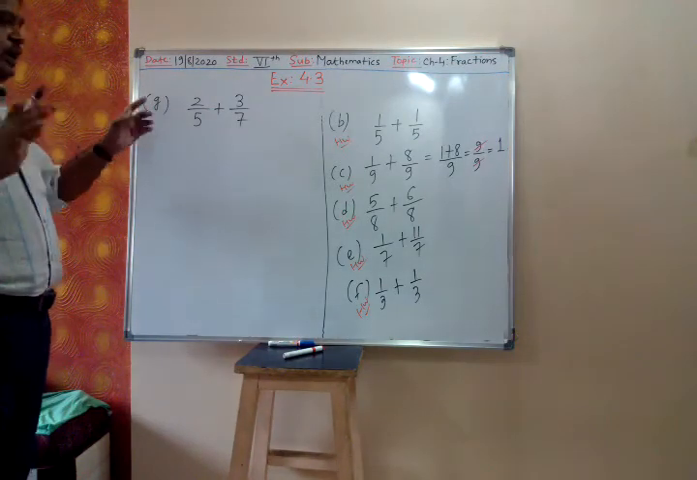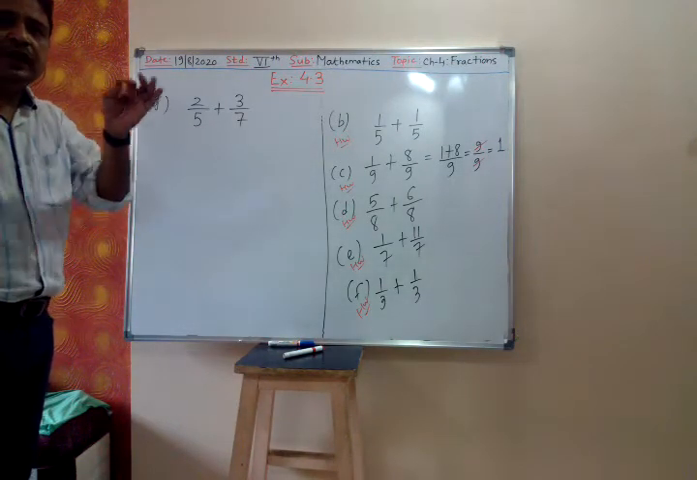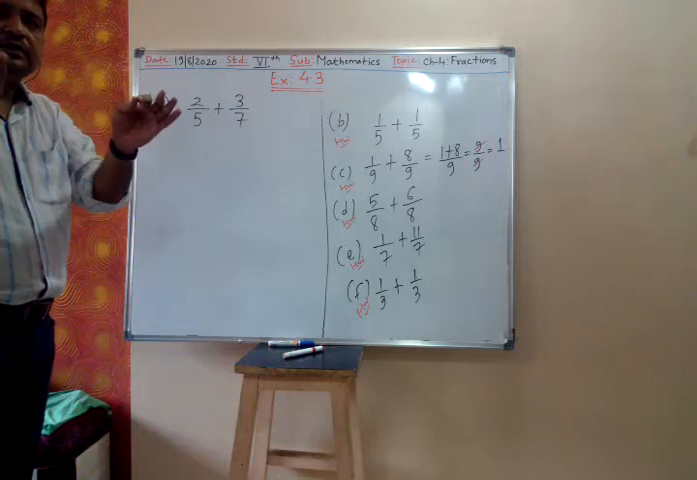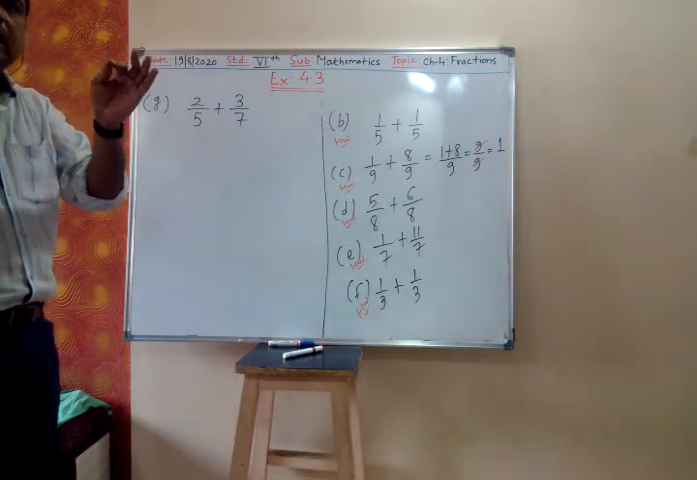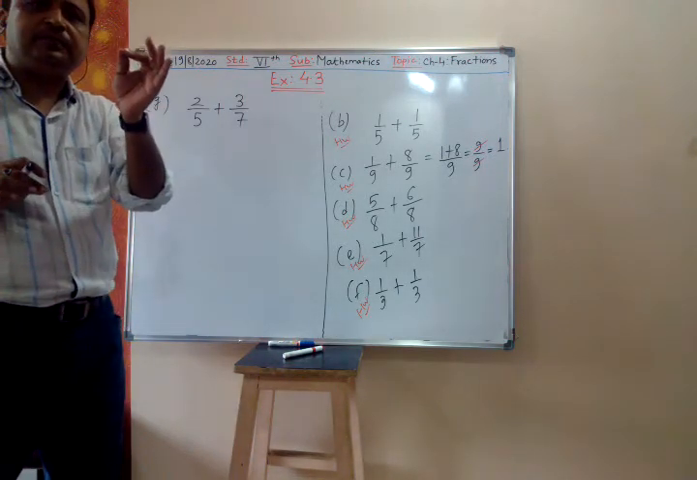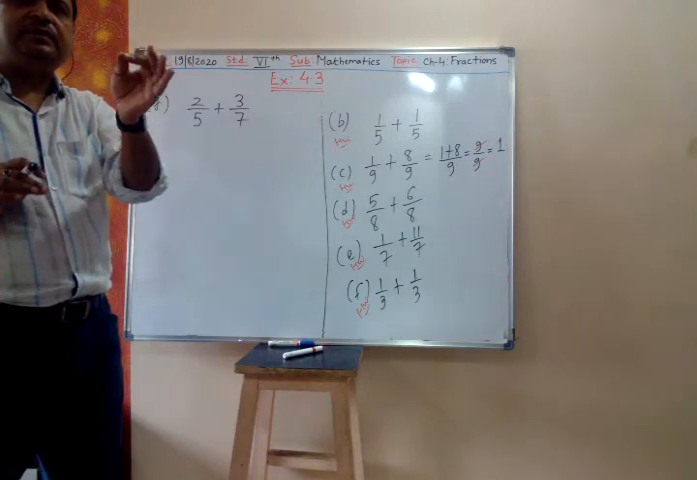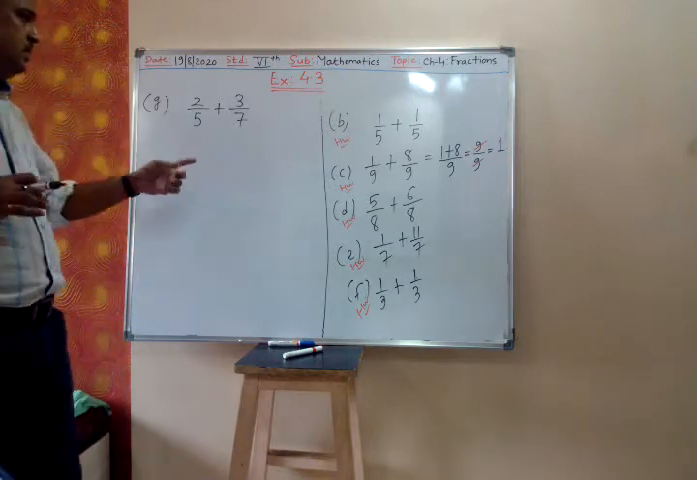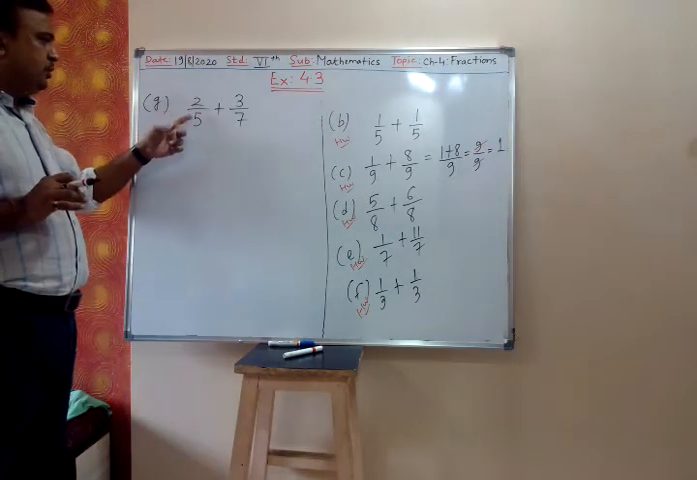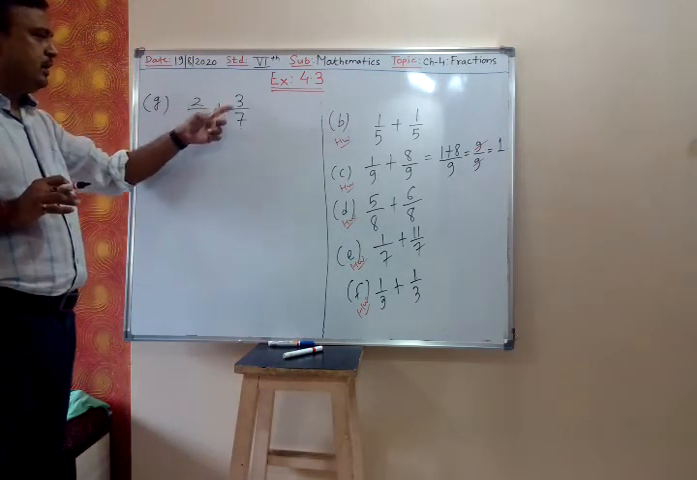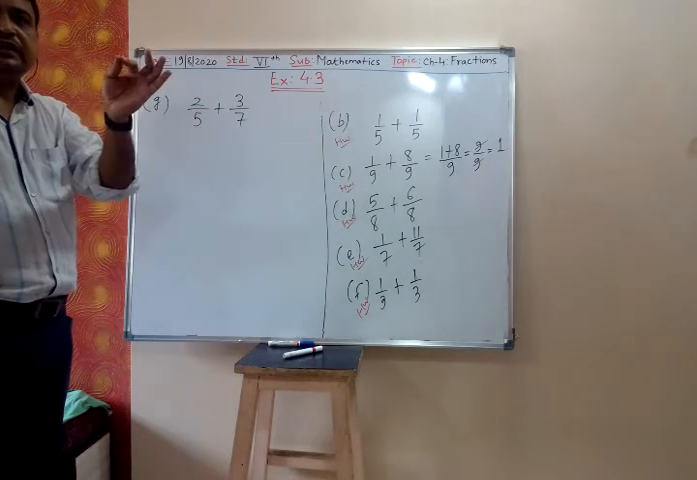Now we can add two like fractions. Like fraction means they have the same denominator. Who is creating the disturbance? Like fraction means they have the same denominator. Now the denominator of 2 upon 5 is 5. The denominator of 3 upon 7 is 7. They are not like fractions.